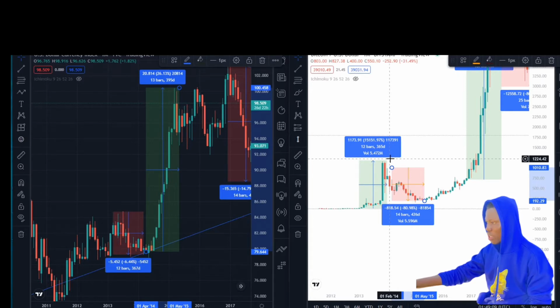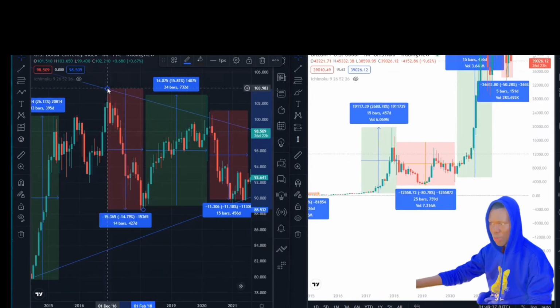When you come to 2017, from December 2016 to February 2018, our DXY was falling. And in that same period, November 2016 to February 2018, Bitcoin was rising. Another negative relationship.